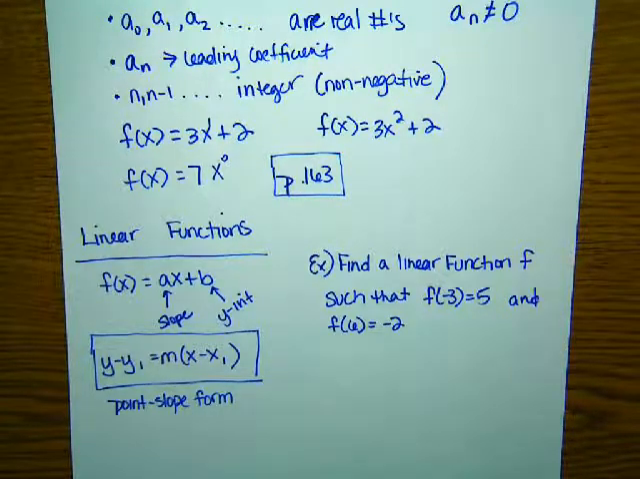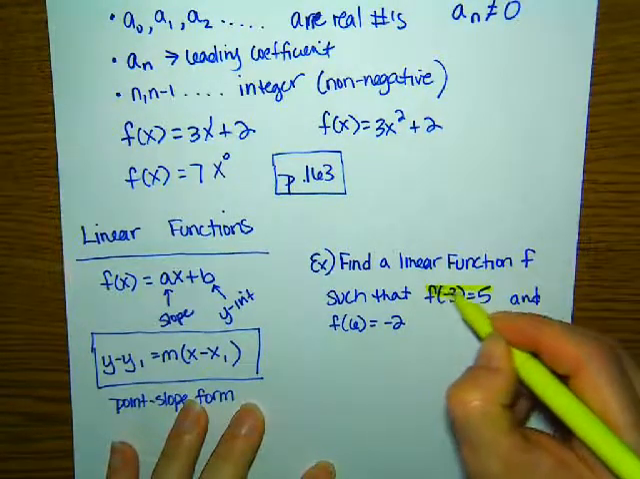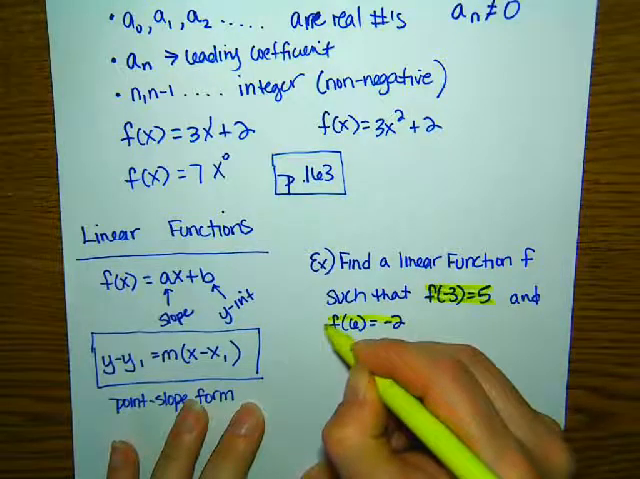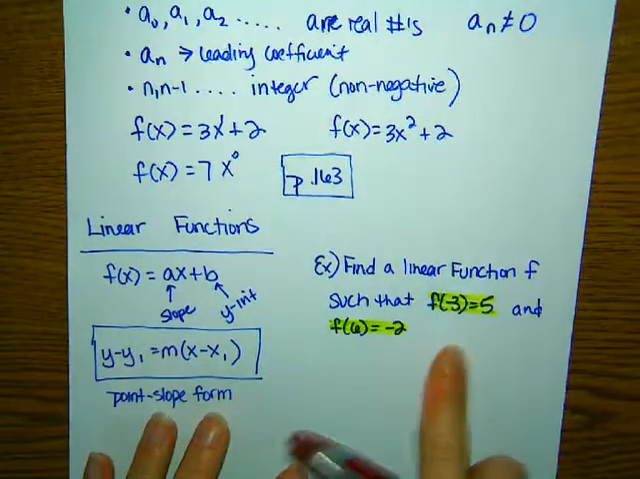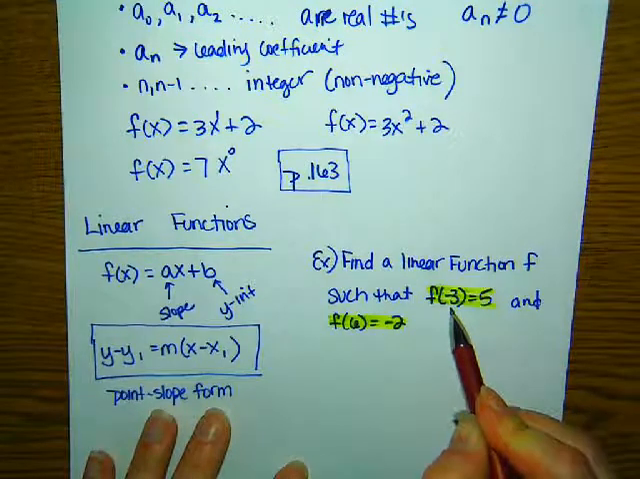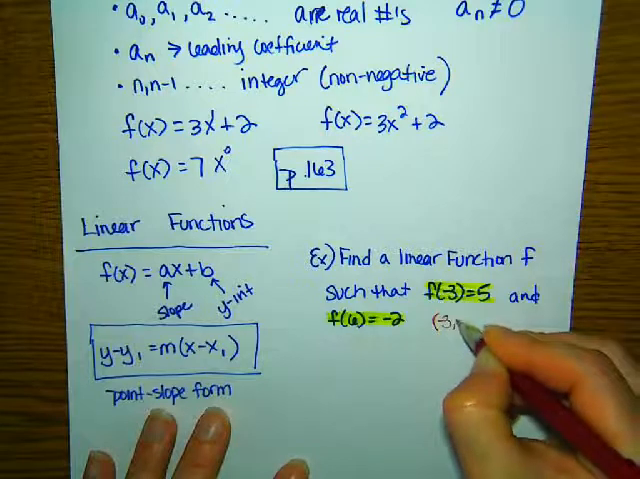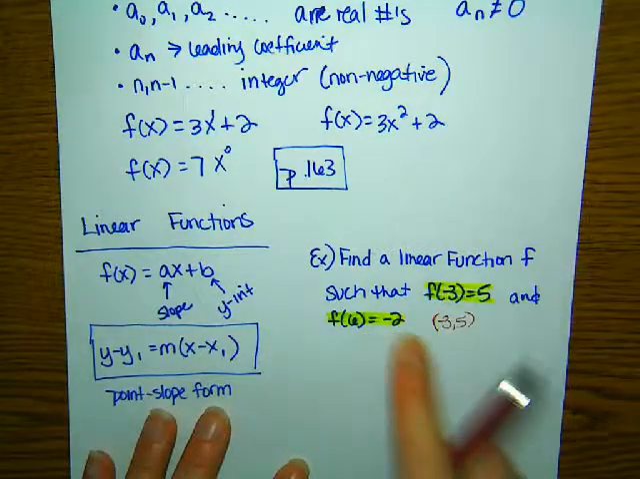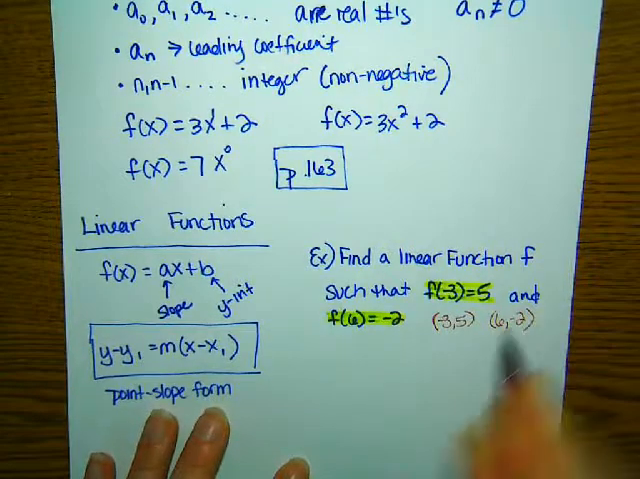Now don't let that fool you. These are really just points written in function notation. So what ordered pair could I write for f of negative 3 equals 5? Yeah, this is the x, this is the y. So that's the same thing as negative 3, 5. So f of 6 is -2 would be the same as 6, -2.